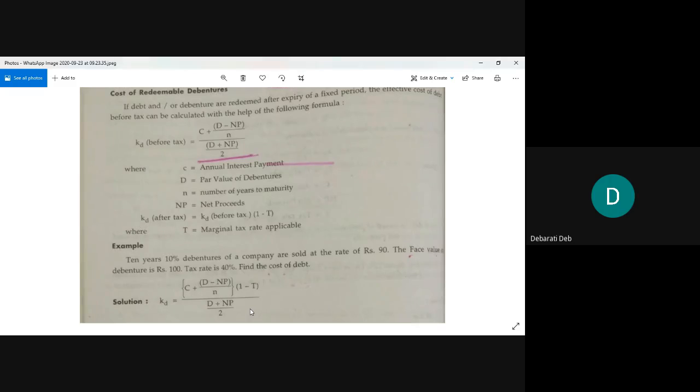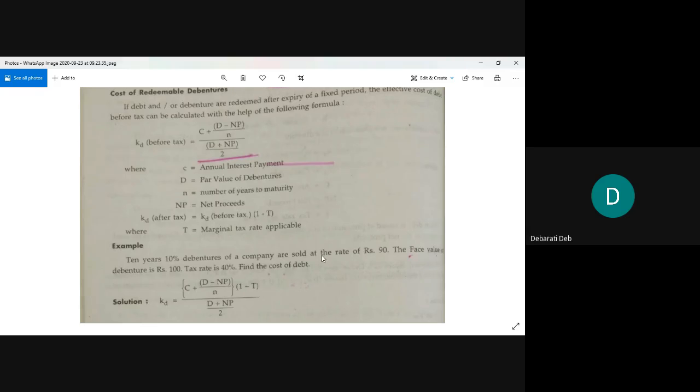These 10 year 10% debentures of a company are sold at a rate of rupees 90. The face value of the debenture is rupees 100. Okay, what does it indicate? The debenture has been sold at 90, whereas the face value is 100. That means it is sold at a discount or a premium? This is sold at a discount, isn't it? Because the price was 100, it has been sold at 90. So how much discount has been given? 10 rupees or 10% discount. Then the tax rate is 40%. Then find the cost of debt.